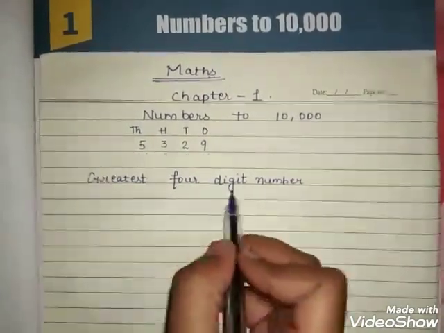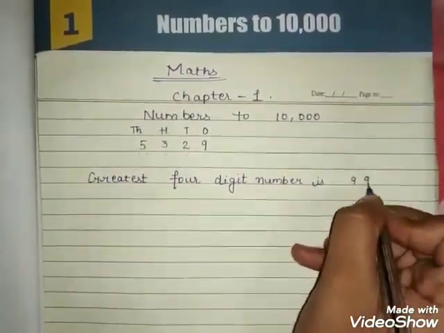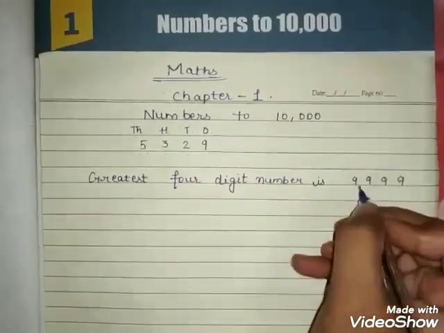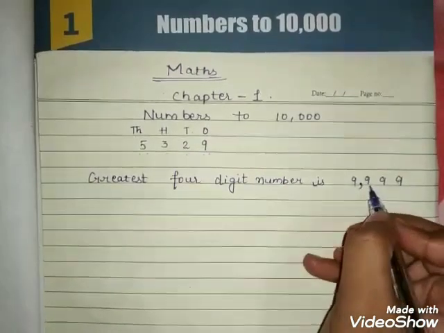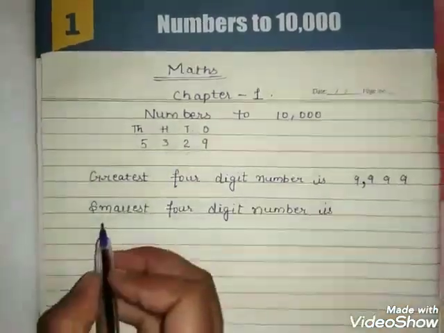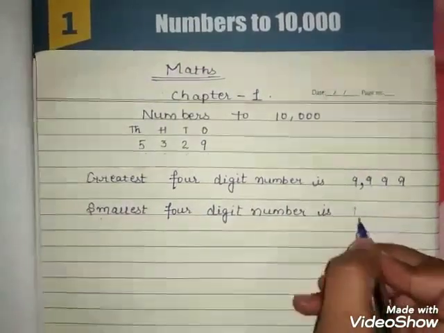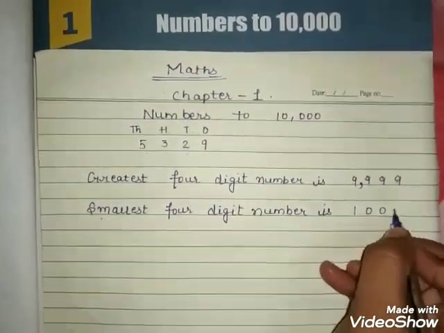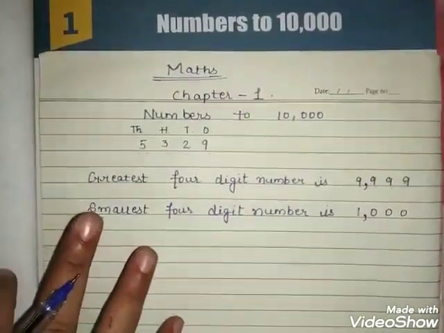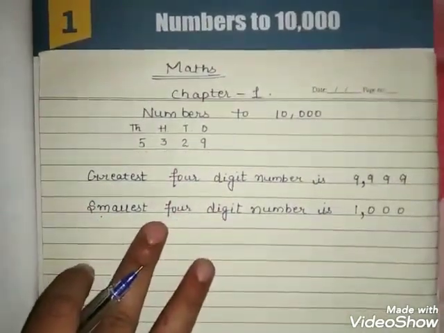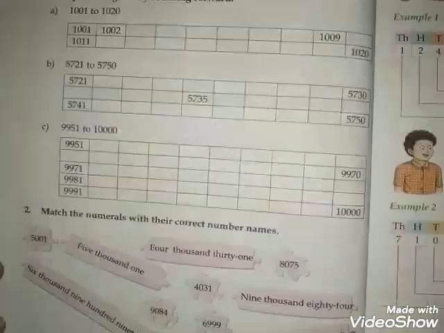Now let us take another example of 4-digit number. The greatest 4-digit number is 9999, where we can read it as 9,999. And the smallest 4-digit number is 1000, means 1,000. So these were some examples of 4-digit numbers. Now let us come to exercise number 1.1.